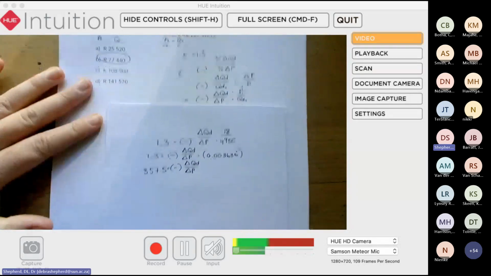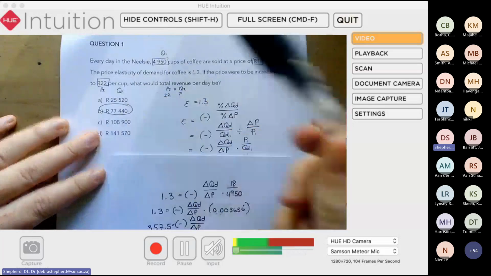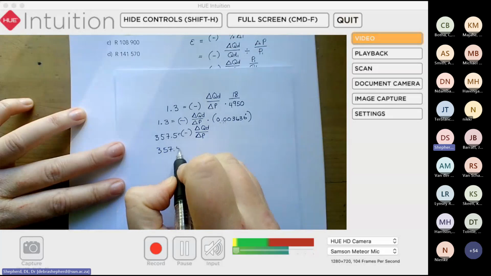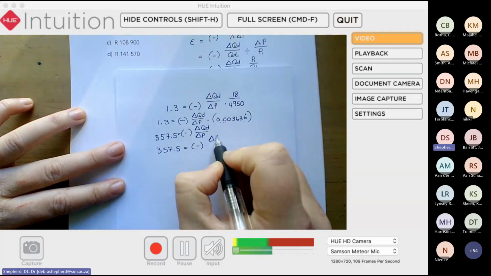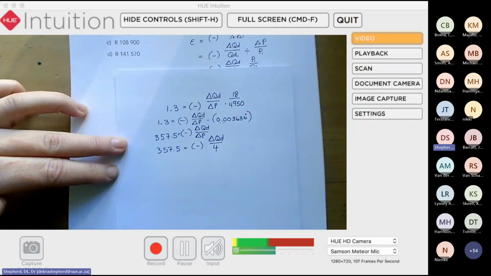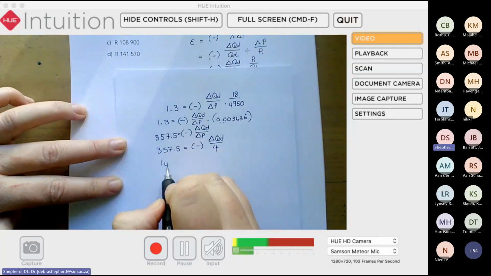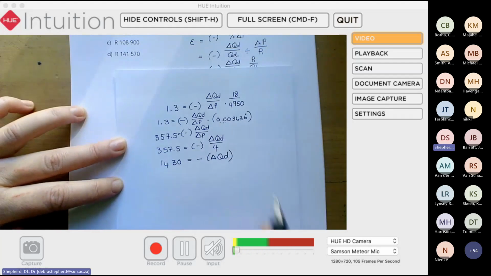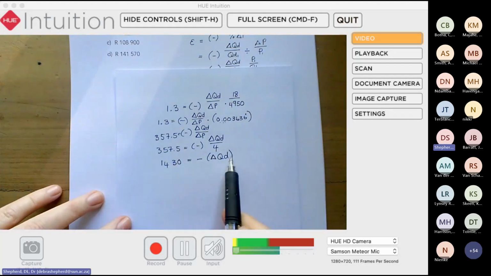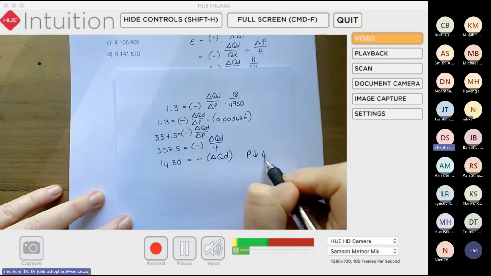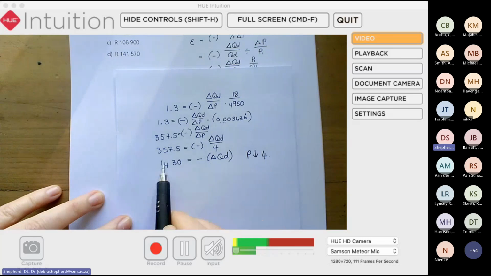And from the question, I know that the change in price is 4 because it's going from 18 to 22. So I could say that 357.5 equals minus change in QD over 4. And if I then multiply both sides by 4, I get 1430 is minus the change in QD. This tells me that the change in my quantity when price is increased by 4 is going to be 1430.